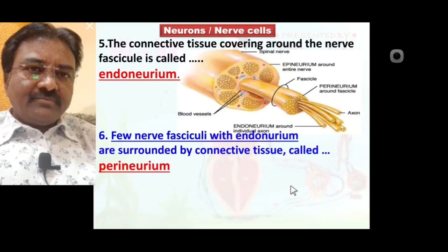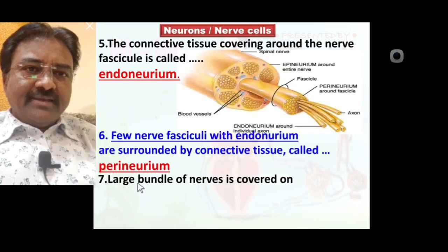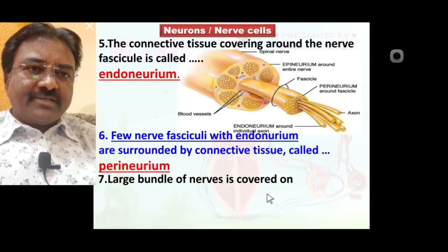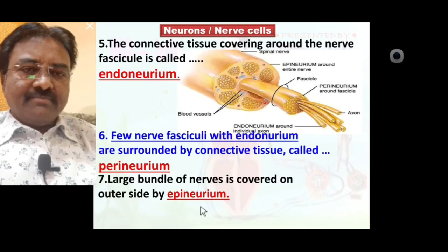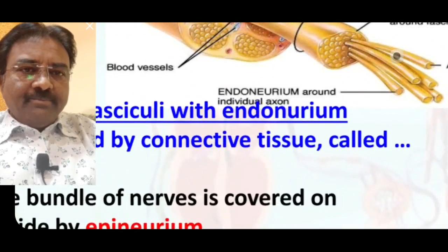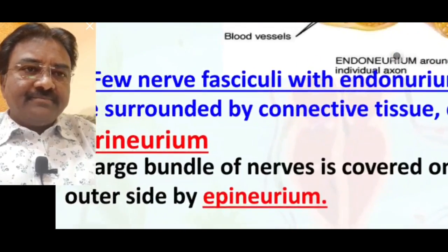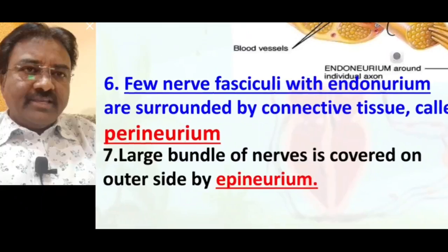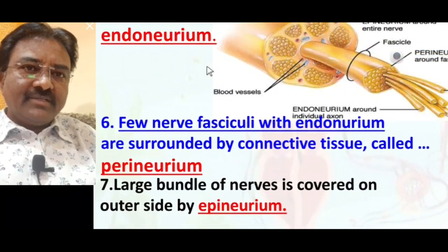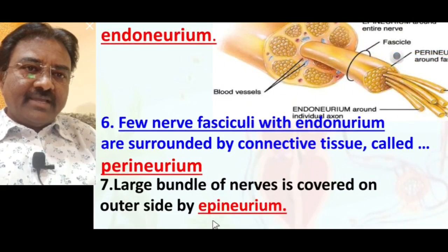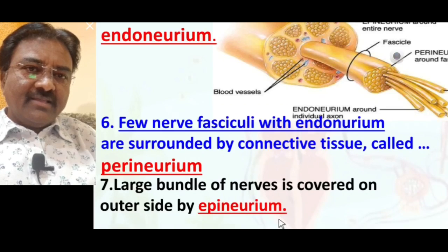Now third point, a large bundle of nerve is covered on the outer side by epineurium. Means total 3 terms are noted here: endoneurium, perineurium and epineurium. What is epineurium? It is a covering by which a large bundle of nerves is covered.